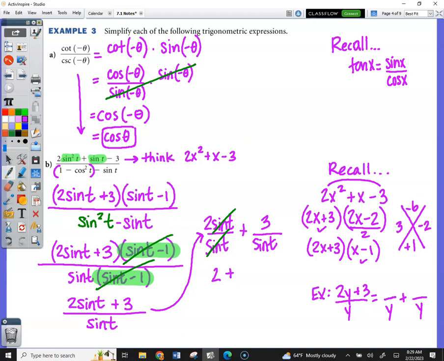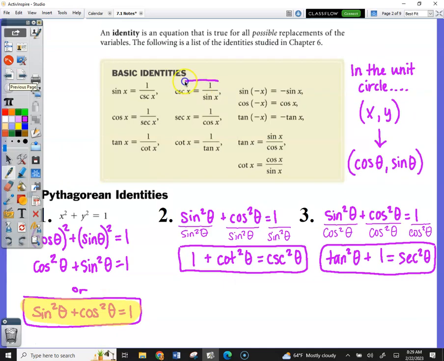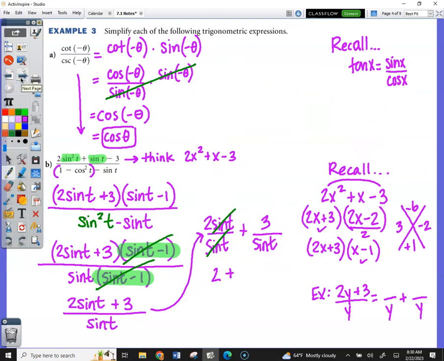Three over sine t is the same thing as 3 times 1 over sine t. What is 1 over sine? Cosecant, right? Go back to that first slide. Right here. Right there. 1 over sine is cosecant. Well, that's the same thing as 3 over sine would be 3 cosecant. Same thing. Y'all see where that's coming from? So this is 3 cosecant of t.